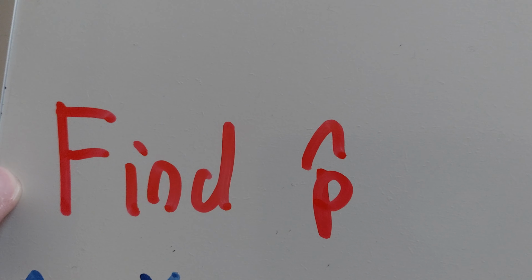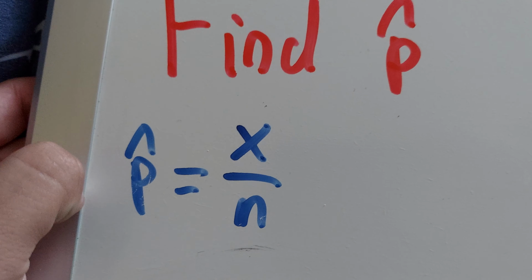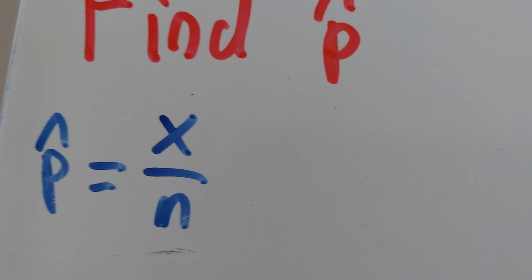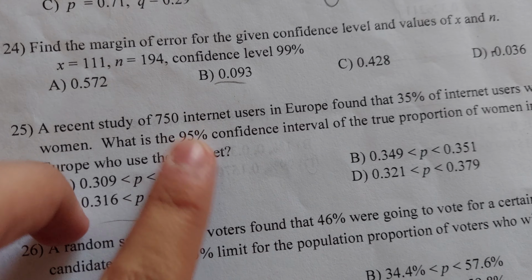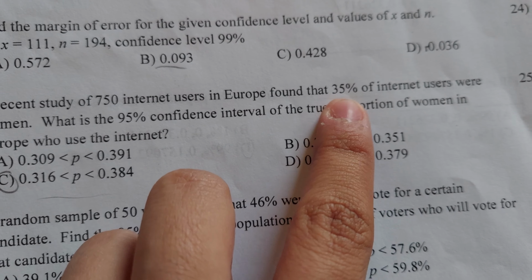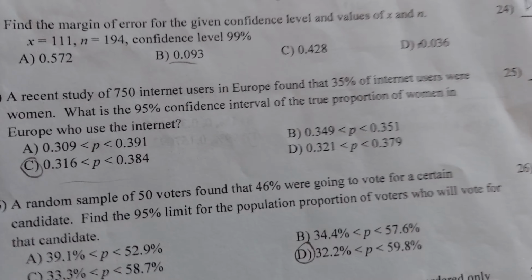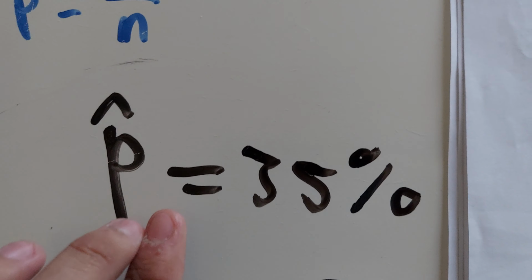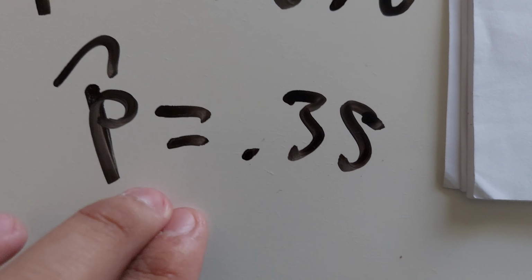Next up, we're going to find P hat. Normally we would find P hat with P hat is equal to X over N. But as shown here, we do not have an X. We only have an N, the sample size. So instead, we're going to be using this: found that 35% of the internet users were women. So we're going to be using this percentage. So P hat is equal to 35%. We're going to change that to a decimal. P hat is equal to 0.35.